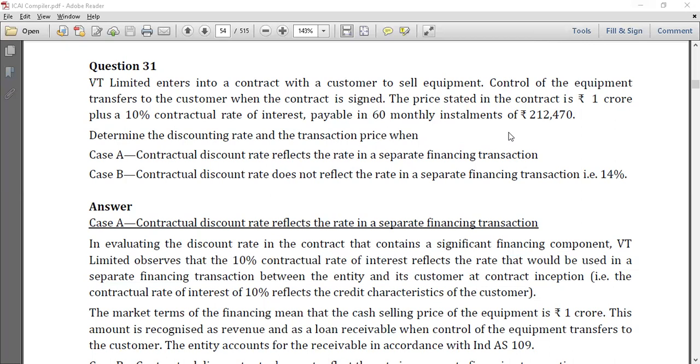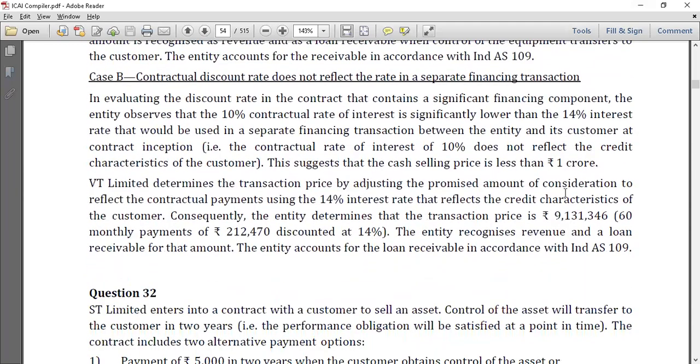Next, case B is if the contractual rate is not 10%. It is not reflecting the rate in a separate financing transaction, but here the contract rate is 14%, not 10%. While evaluating the discount rate, the contract contains a significant financing component. Even so, the rate is 14%. Here interest will be more, and our cash selling price will be less than 1 crore, because our interest component is more.